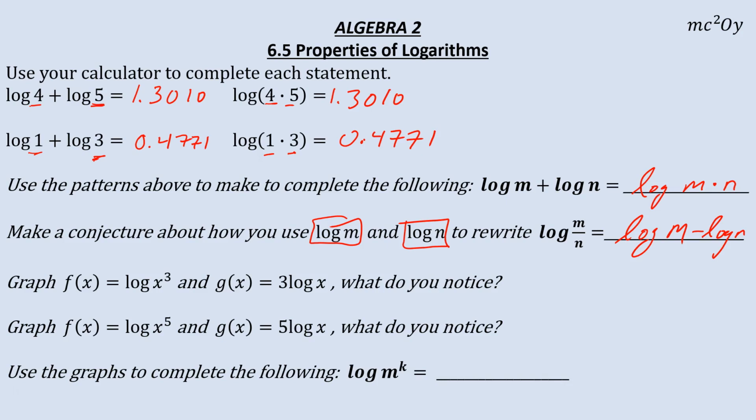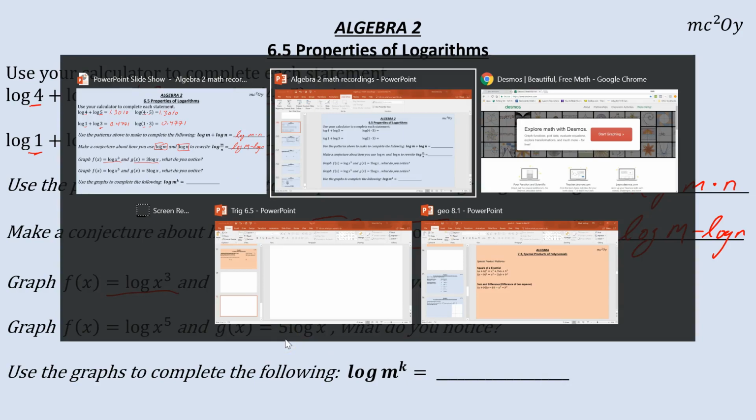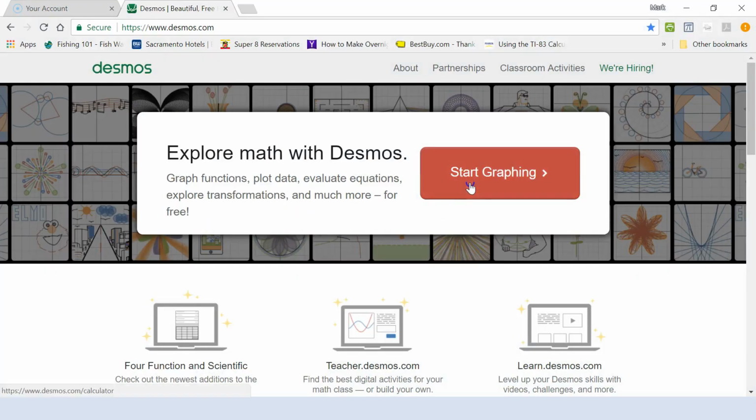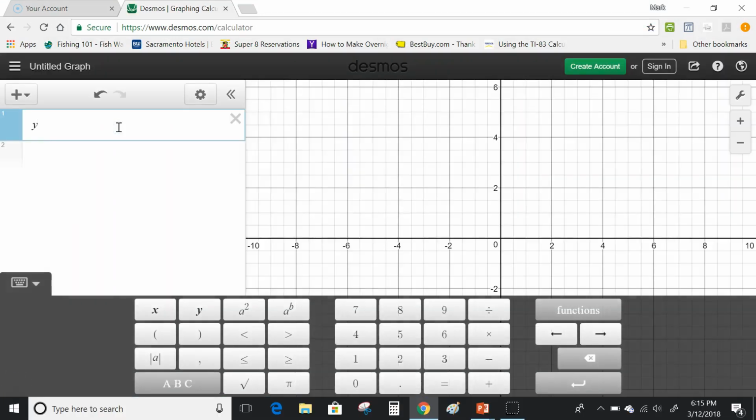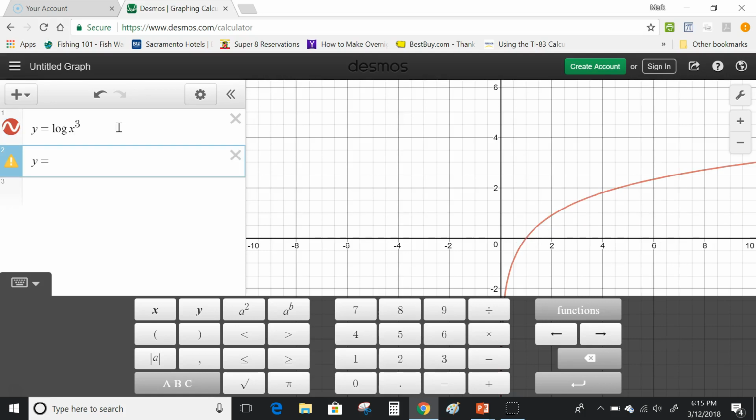All right, the next thing is we're going to demonstrate one more property. We're going to graph log of x cubed and 3 log x. And then we'll do the same thing for log x to the 5th and 5 log x. I've gone to Desmos here, but you can do it on a graphing calculator. So we're going to put y equals log of x to the 3rd, and then let's put y equals 3 log x.